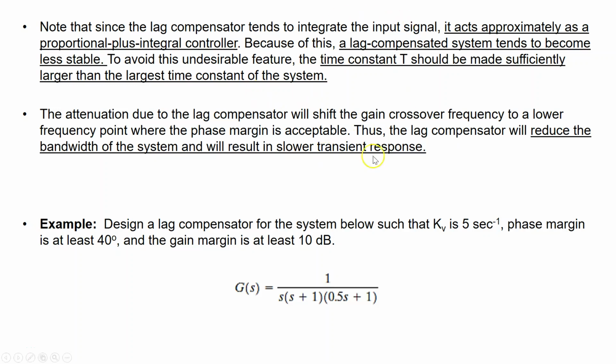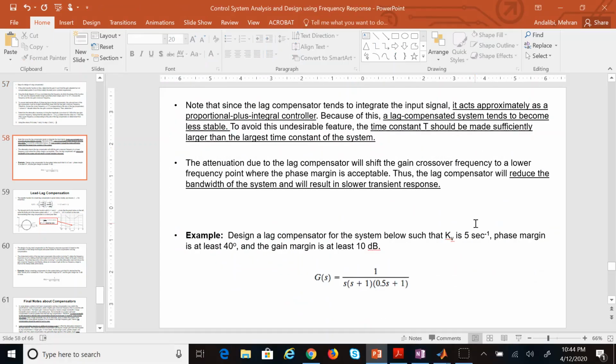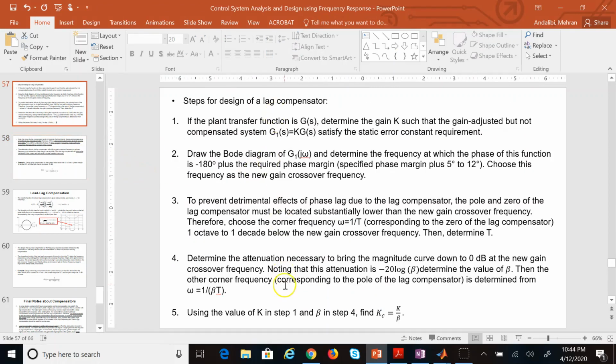So first, let's go through this example together. And here we have this transfer function, 1 over s times (s plus 1) times (0.5 s plus 1). We want Kv to go to 5, phase margin minimal 40 degrees, and 10 decibel minimal gain margin. And what do we do? We go according to these steps.